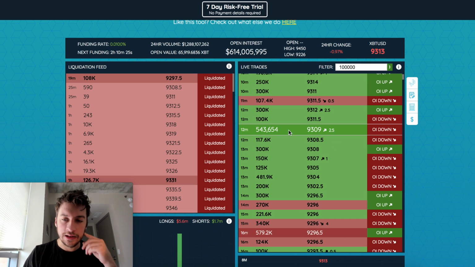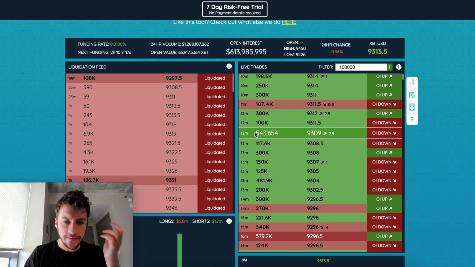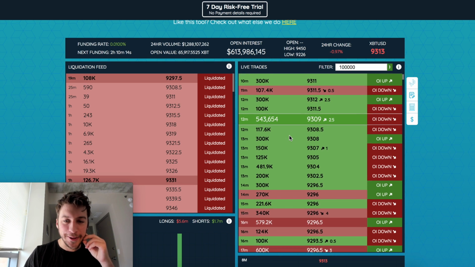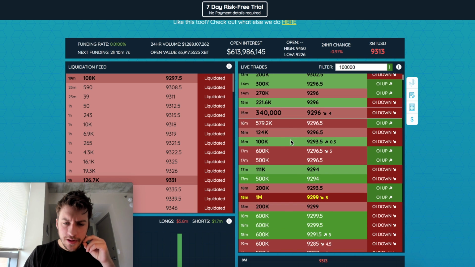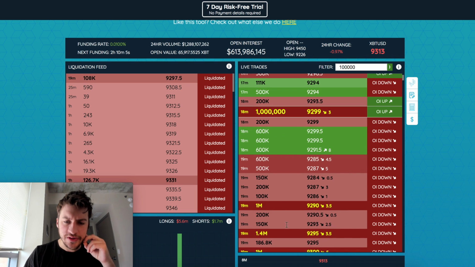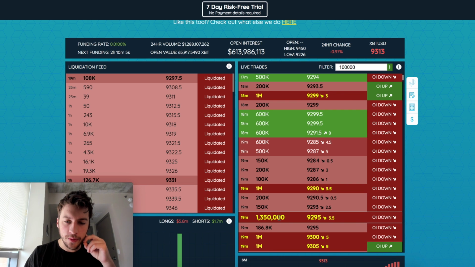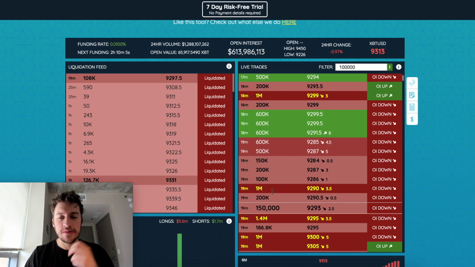We can see that a large, what would this be? It's a buy, but OI down. A large short exited 543,654 contracts. That's a very specific number. Okay. But yeah, the biggest guy here is just clearly been this 1.4 mil. I mean, the 1.35 guy, and this is the biggest guy here.